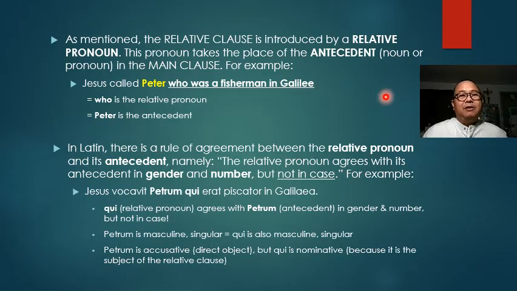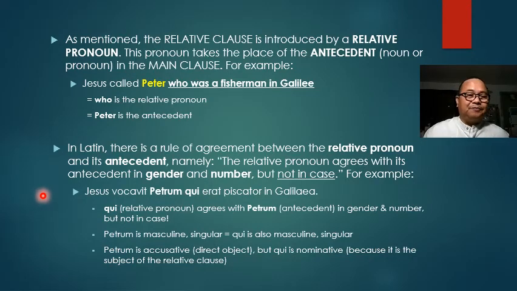Okay. Now, in Latin, there is a rule of agreement. If you remember, in lesson number 1, we had a list of rules of agreement. This is the rule of agreement between the relative pronoun and its antecedent. What does the rule say? The relative pronoun agrees with its antecedent in gender and number, but not in case. But not in case. So let us translate an example into Latin: Jesus called Peter, who was a fisherman in Galilee.